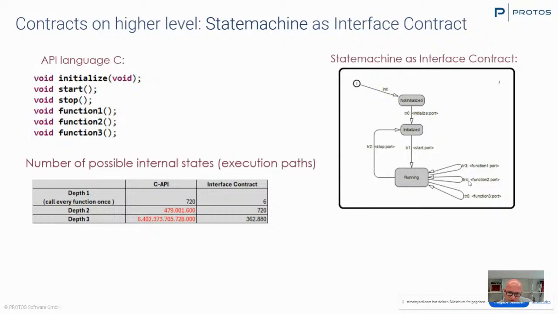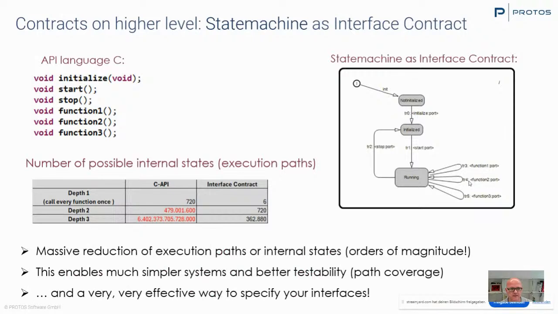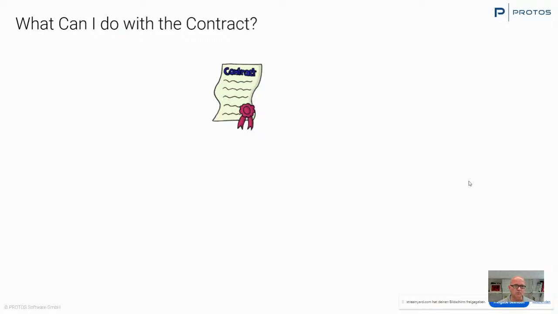But that's only the specification now. That's only the theory. How do I enforce this? So first of all, the benefit here is we have a massive reduction of execution paths or internal states by orders of magnitude. This enables much simpler systems and better testability, because we can cover all the paths that are allowed, but we have to prohibit the paths that are not allowed. And we have a very, very effective way to specify our interfaces. So now, what can I do with the contract? I need to enforce this.